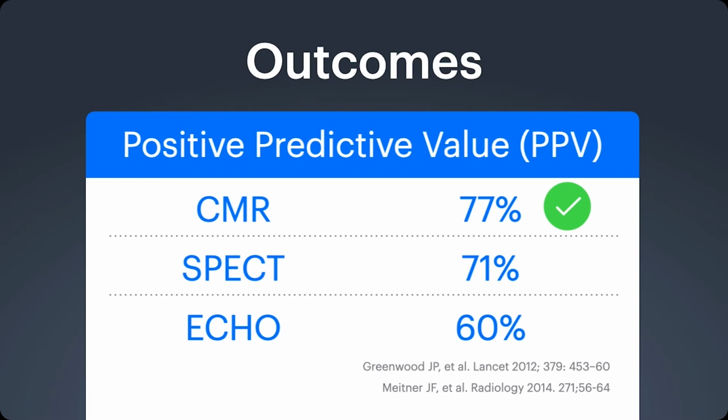So what are the outcomes with respect to CMR versus other modalities? Well, sensitivity and specificity for the detection of coronary artery disease is actually fairly similar across SPECT, echo, and CMR. But when we look at positive predictive value, cardiac MRI stress is actually better than both SPECT and echo. In fact, stress cardiac MR imaging was found to be the strongest independent predictor of significant coronary artery disease compared to other diagnostic tests.